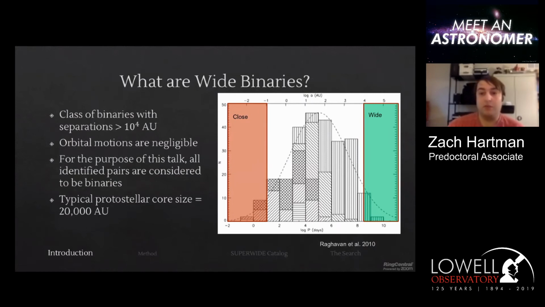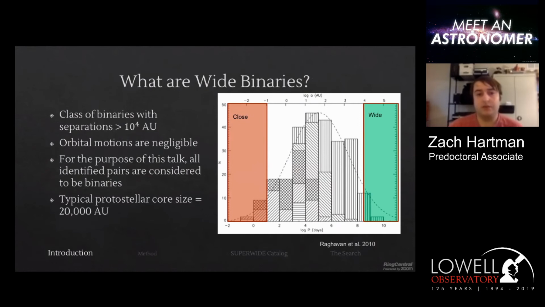For this wide section over on the right here, you have greater than 10 to the 4, so greater than 4 in log A. And then the periods of these systems are about 10 to the 10 days. On the other end of that, you have close binaries, which have periods that could be a day, could be less. For these wide systems, I mentioned before that when we look at the proper motions, we want them to be as close as possible because they're moving on the sky at the same rate, in the same direction.